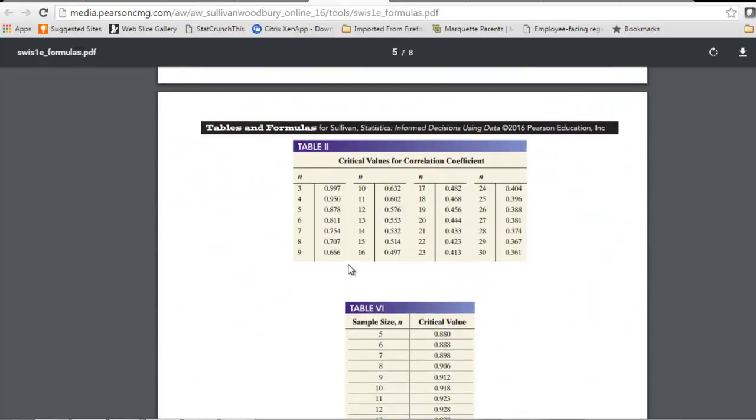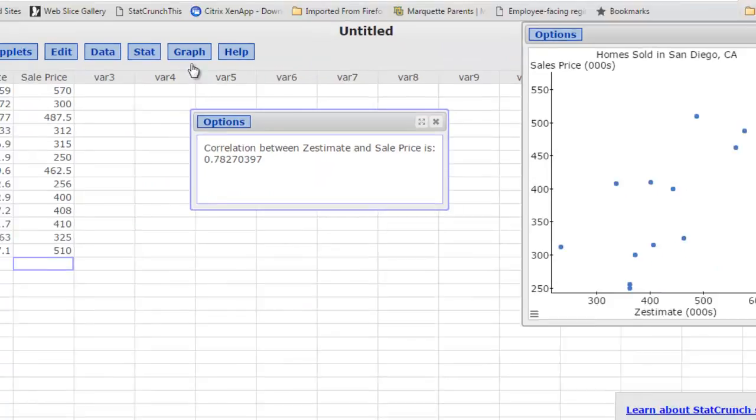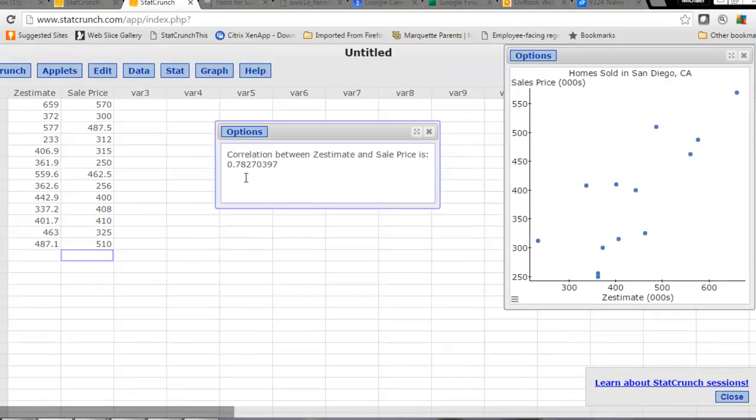Remember, if the absolute value of the correlation is greater than the critical value in table 2, it suggests there's a positive association between the two variables. That critical value is 0.553. You all see that? And so because our correlation of 0.783 is greater than the critical value from table 2, that suggests there's a positive association between the two variables.